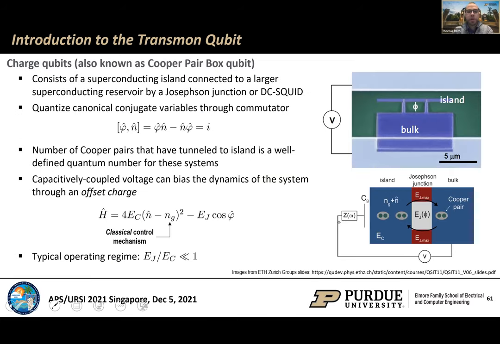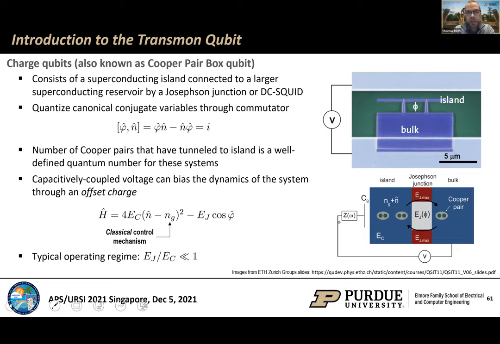Okay, so now we can go ahead and start talking about charge qubits. Again, the transmon qubit is going to be an evolution of the charge qubit, so this is a sensible spot to start. Now, terminology-wise, charge qubits are also sometimes referred to as Cooper pair boxes. They're the exact same thing.